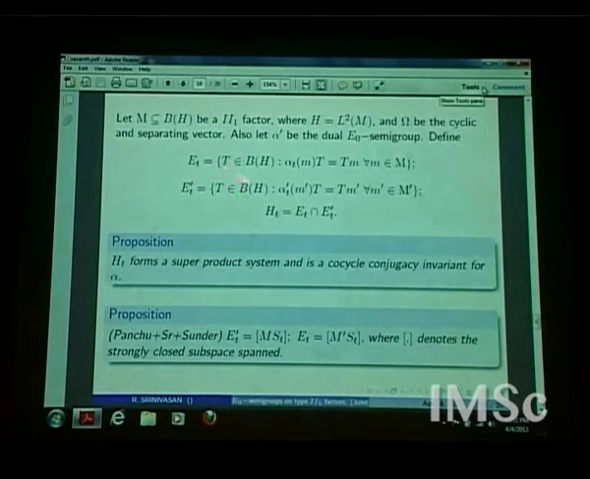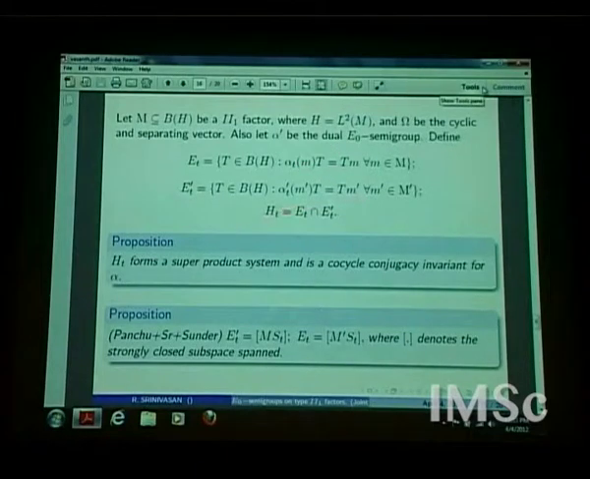I fix a T. I take all operators in B of H which intertwine alpha T and the identity representation. It just satisfies the relation. And similarly, I define something for alpha T prime like this. Then I take the intersection: H_T is the intersection of these two things, E_T intersection E_T prime. I haven't defined what a product system is, and I haven't defined the super product system either. The H_T forms what is called a super product system. What a product system is, you have this family for each T. Actually, this will form what is called a product system of Hilbert modules, M prime Hilbert module.